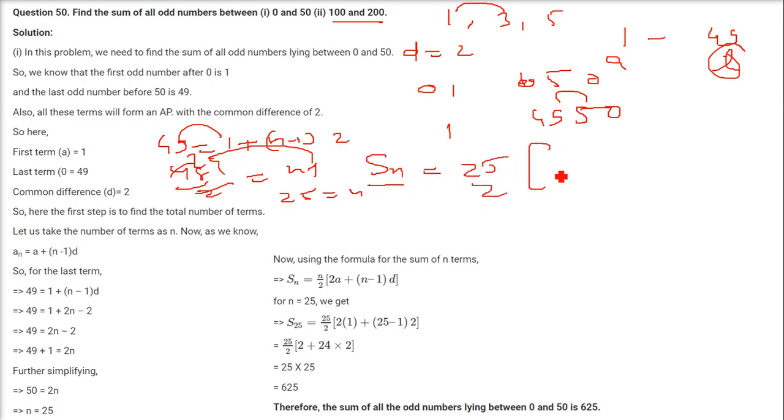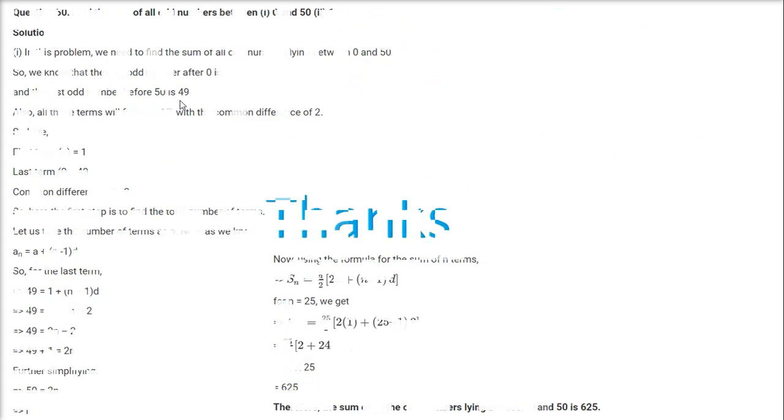So 25 by 2, 2a, where a is 1, plus now 25 is known, so 25 minus 1 is 24, into d. D is what? 2. So this you have to find. The solution is in front of you, it will be 625. 100 to 200 you can also find out.